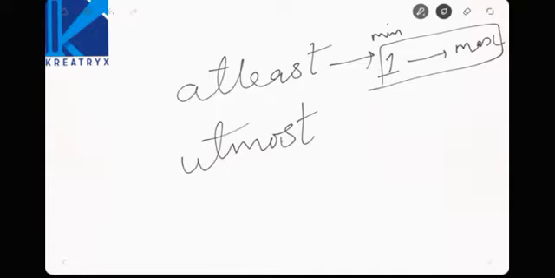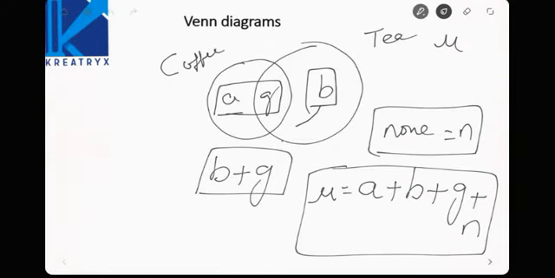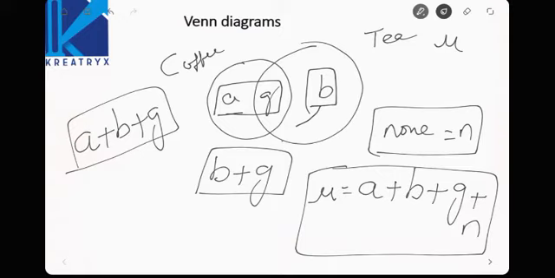Now, how many were taking at least one drink? A is taking one drink, B is taking one drink, and G is taking two drinks. Your maximum level is only 2 here. So the persons taking at least one drink means A plus B plus G.